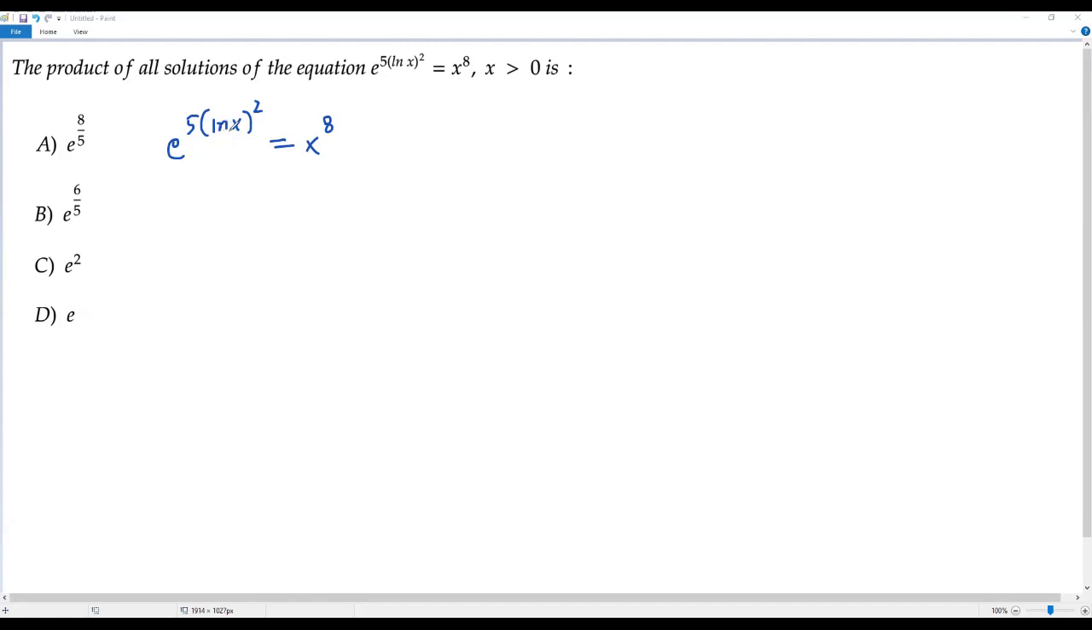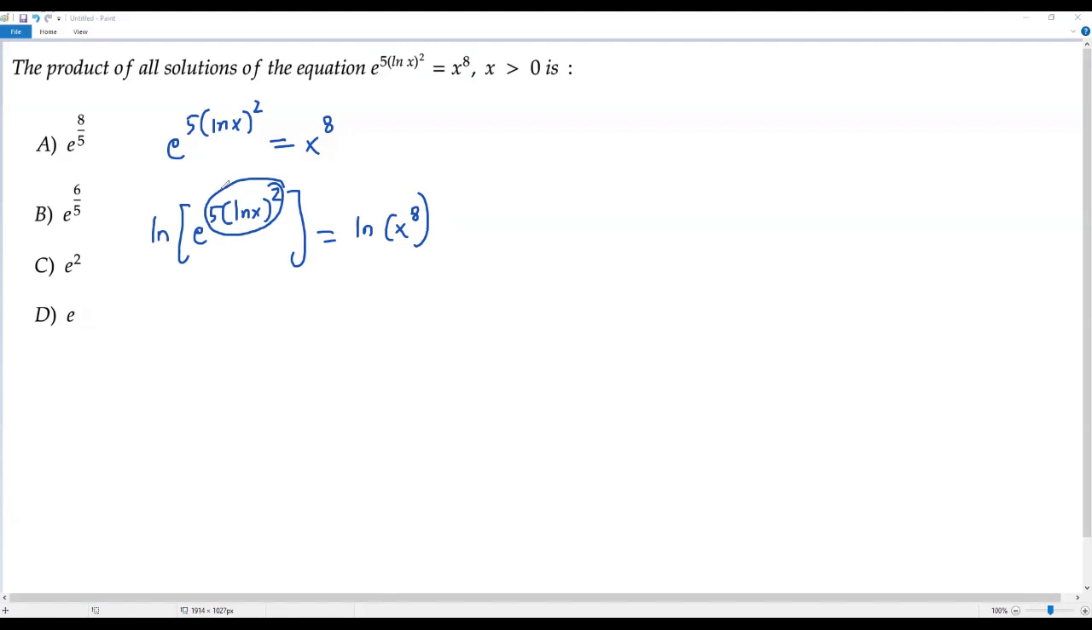Okay, in my first step, I'm going to take natural logarithm on both sides of this equation. Then I'm getting the natural logarithm of (e^(5 ln x))^2 equals ln of x to the power of 8. Now I'm going to use the power rule of logarithm on both sides. Here this is the argument of the logarithm, so actually the argument is a power, and this is the exponent we have over here.